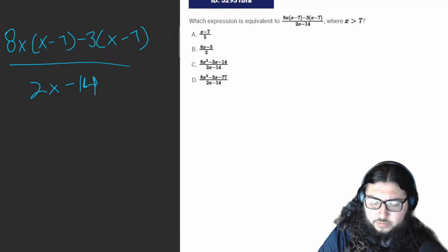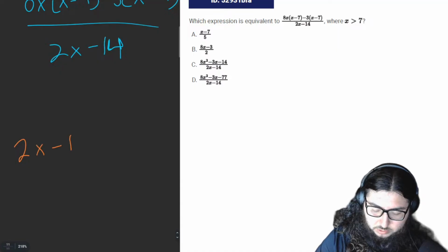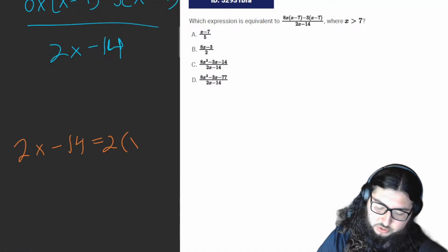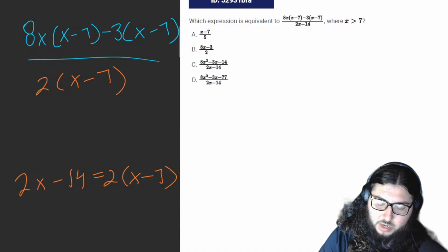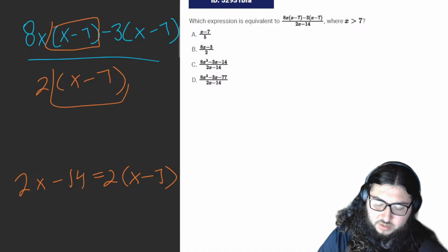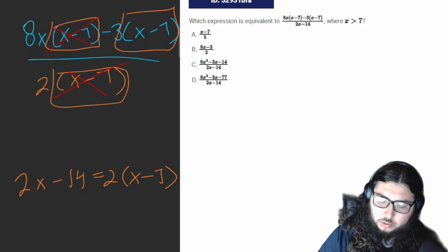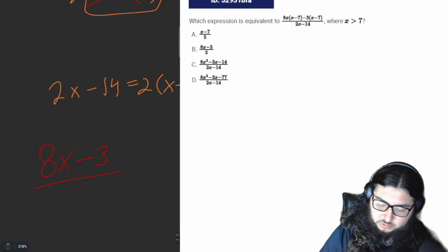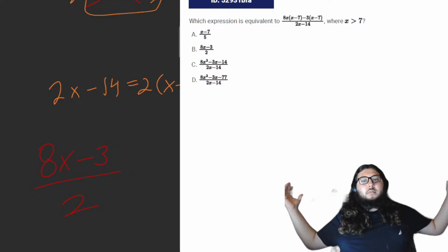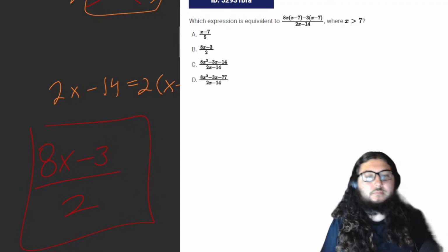2 and 14 are both divisible by 2, so what if we factor out a 2? So 2x minus 14 is equal to 2 times x minus 7. So what you're saying is, we have 2 times x minus 7, and everywhere here, there's an x minus 7. So we can just divide that out, cancel that out, and we just get 8x minus 3 over 2. And that would be your answer.